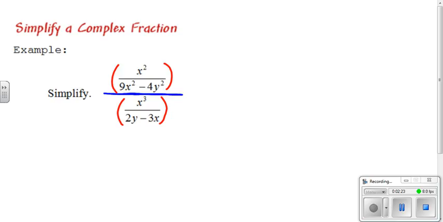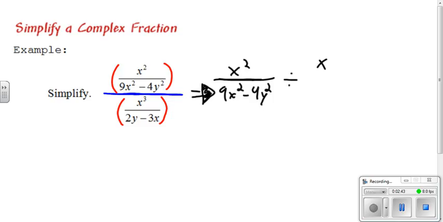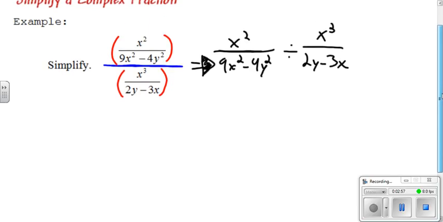Okay, now that we have it broken up in this way, bring it over here, and we'll break it down into these pieces. x squared over 9x squared minus 4y squared divided by x cubed over 2y minus 3x. Now it's a lot easier to deal with. Now it goes back to just being a division problem of our rational expressions. And we know where to go from there.